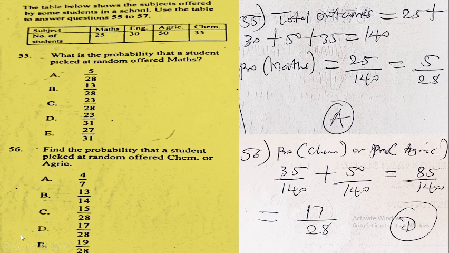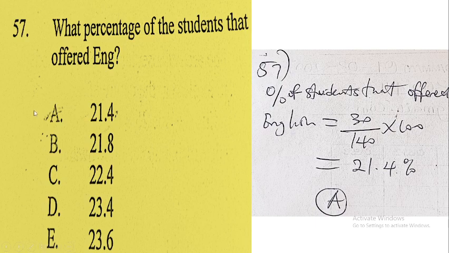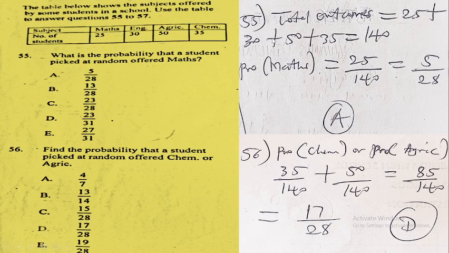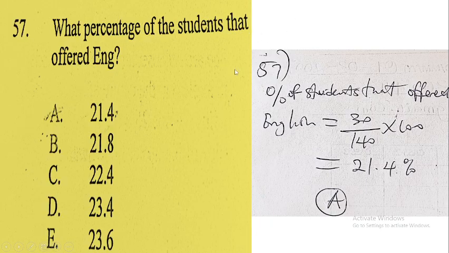Also, we have to use this table to solve question number 57. We say: what percent of the students offered English? So how many students do we have here? We have 140 students. So what percent of the students offer English? 30 students offer English. So that will be 30 over 140 times 100, because we are taking it into percentage, and that should give us 21.4%, and that will give us option A to be the correct option there.